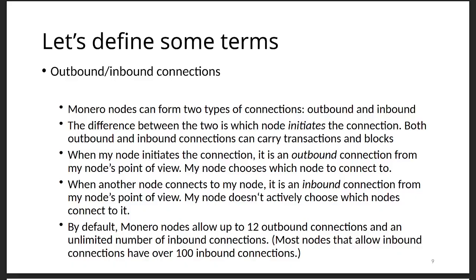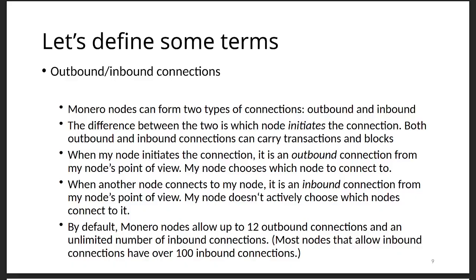Let's define some terms. First, outbound and inbound connections. Monero nodes can form two types of connections, outbound and inbound. The difference between the two is which node initiates the connection. Both outbound and inbound connections can carry transactions and blocks.